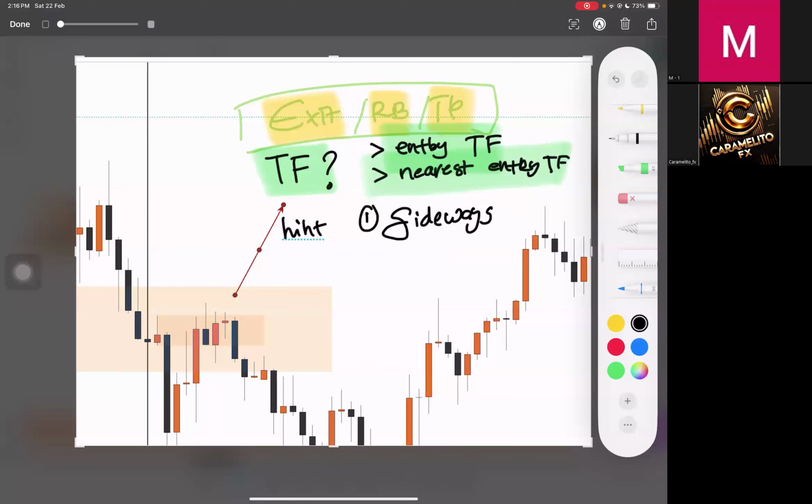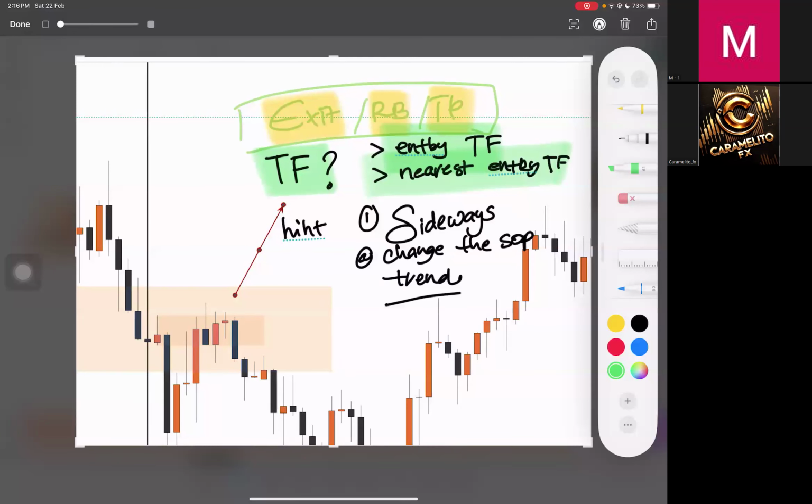Okay. Price is going to start to go sideways. Yes, inside your opposite engulfing zone. Second, price is going to start to change the SOP or change the trend. The hint is simple: sideways, change the SOP or change the trend. Where should I check for roadblock, take profit and exit? I have to check on my entry time frame or nearest entry time frame.